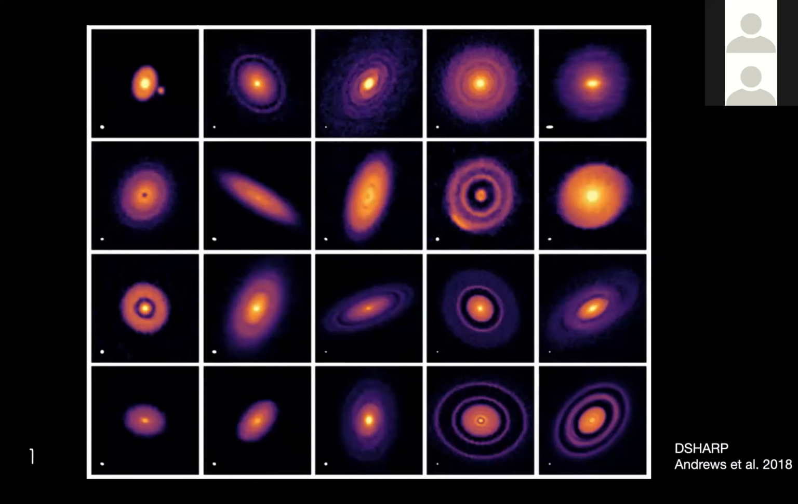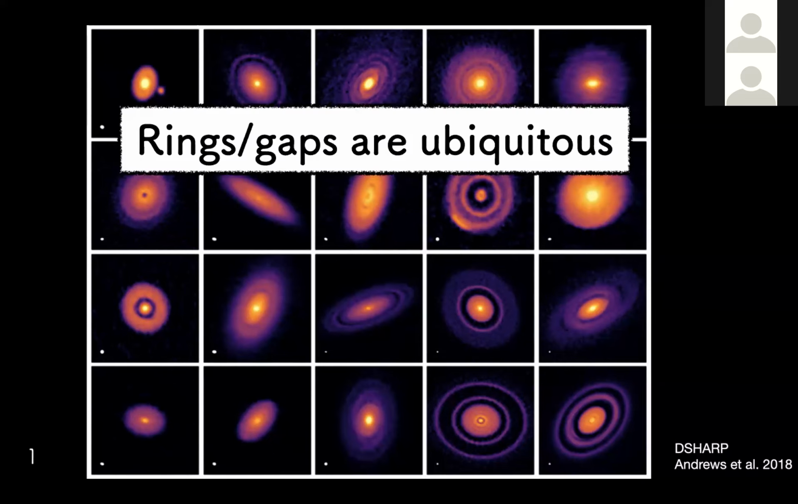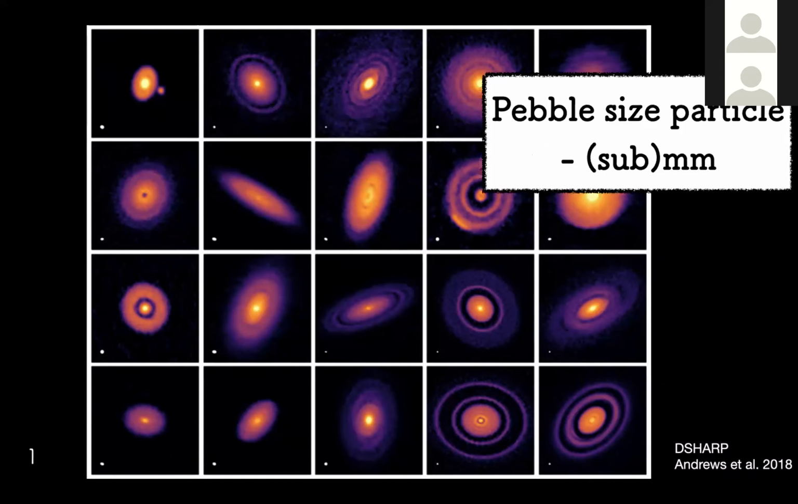This amazing project targeted 20 protoplanetary disks and resolved them down to 5 AU resolution. In these beautiful pictures, we can see that ring and gap substructures are everywhere. They exist in every disk, every source they targeted, and it's really amazing. So it's very natural to ask how these rings and gaps are formed. In order to understand the formation of these rings, we need to highlight that what we're looking at is the thermal emission from the pebble-sized particles in the protoplanetary disk.